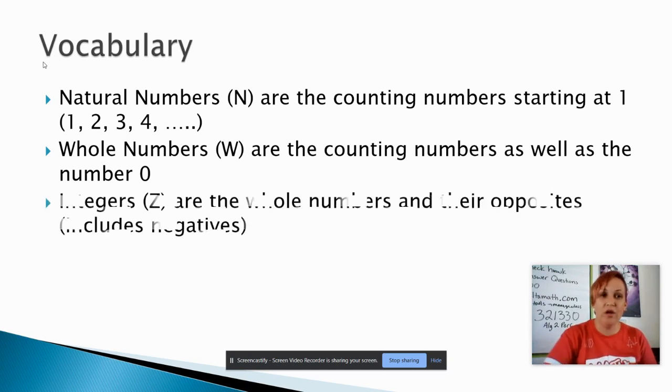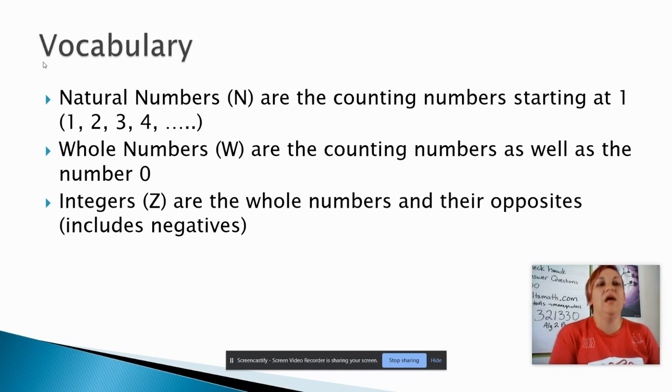Our next category are called integers. Integers is abbreviated with the letter Z. I'm going to be honest, I'm not sure why they chose the letter Z. I know that we're going to use I for something else later, but this is using the letter Z. Integers are all of the whole numbers and their opposites. Now in our next video, we're going to learn that the word opposite means opposite sign. So this is now going to include all of the negative versions of our natural numbers.